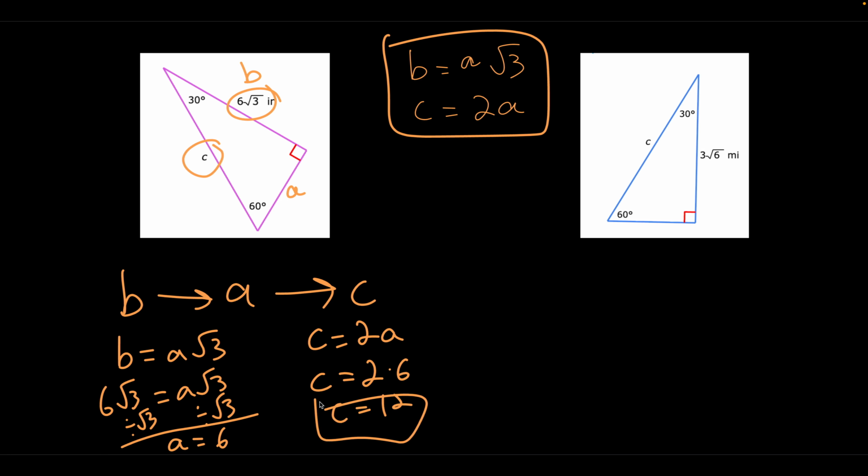Final answer. For this one, they tell us B again, and we're trying to get to C, so same process. So let's use this formula. B is equal to A square root of 3. I know that B is equal to this 3 square root of 6. Good. Now we need to get the A by itself, so we're going to divide by the square root of 3 on both sides.